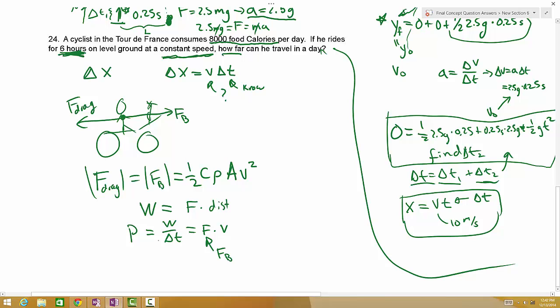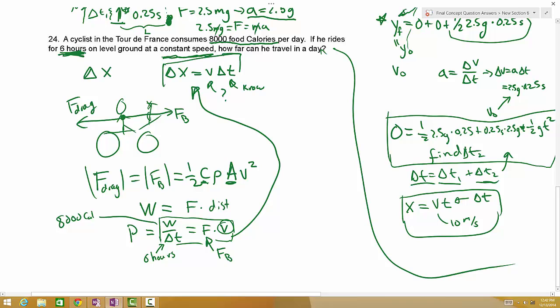And then on this side we know that our time is 6 hours, and we know the work from the 800 food calories. So from this equation we could find our velocity if we knew this c, we knew this cross-sectional area a, and we knew the density of air. Then we could find our velocity, and then we could plug that into this equation up here, and we could find out what the distance was.